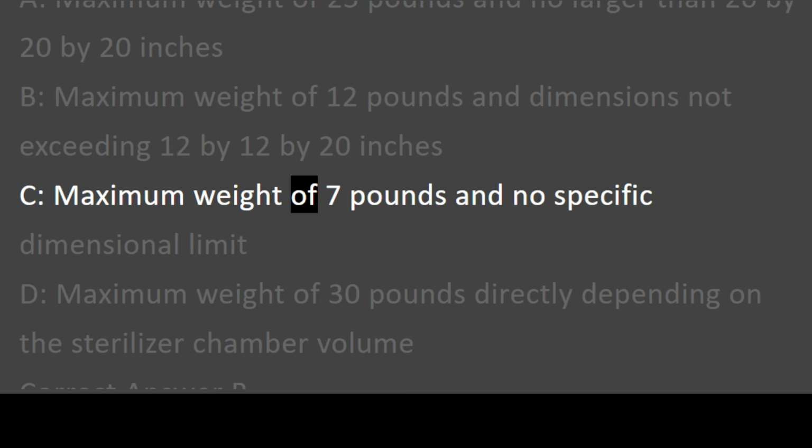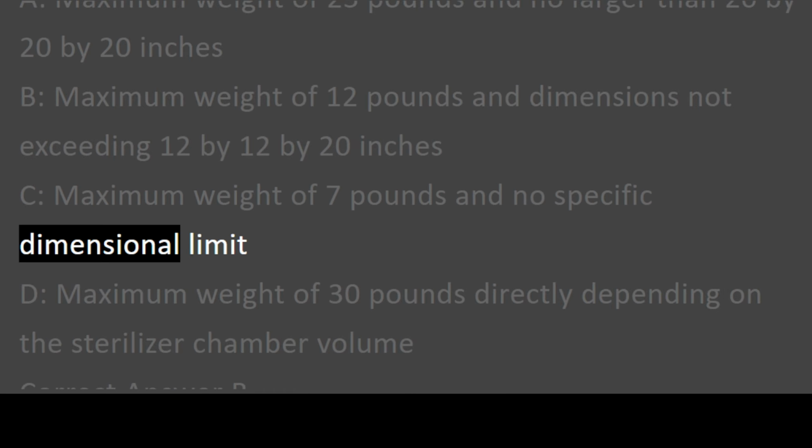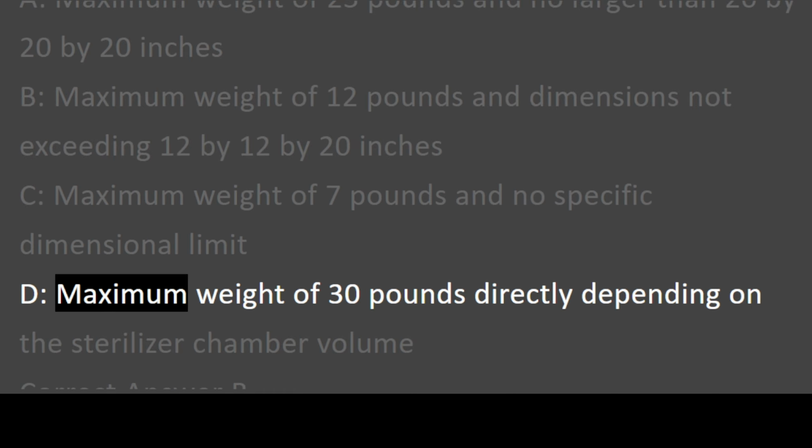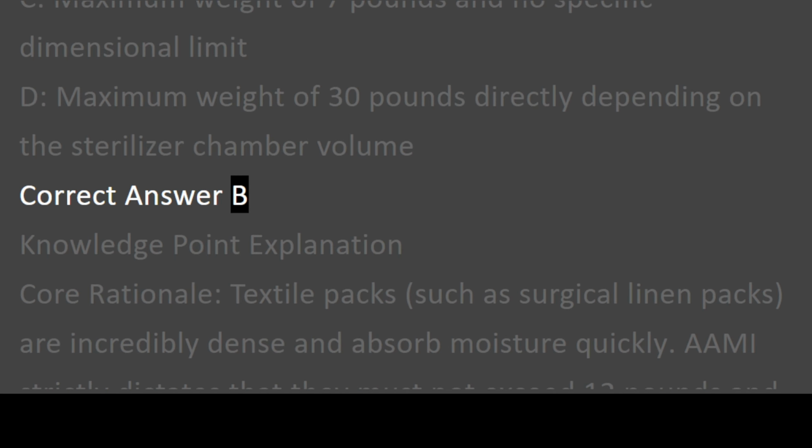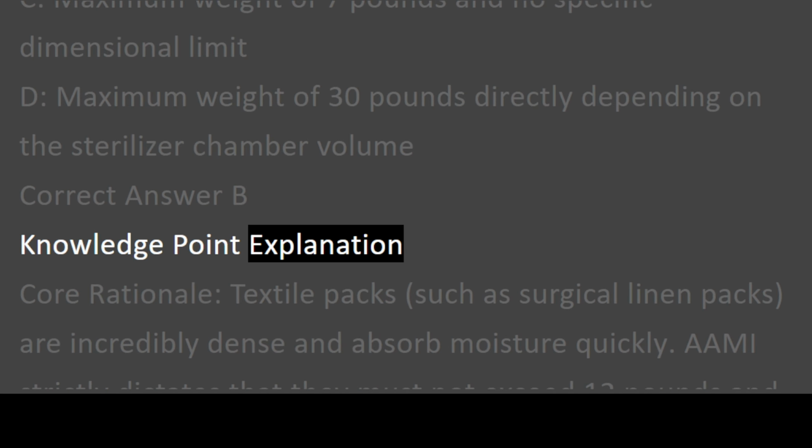C. Maximum weight of 7 pounds and no specific dimensional limit. D. Maximum weight of 30 pounds directly depending on the sterilizer chamber volume. Correct answer B. Knowledge point explanation.